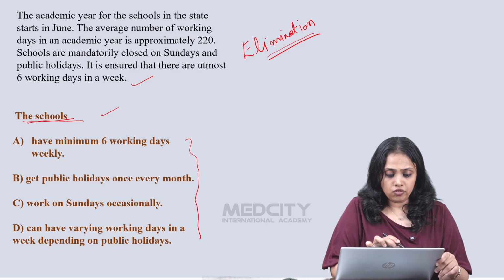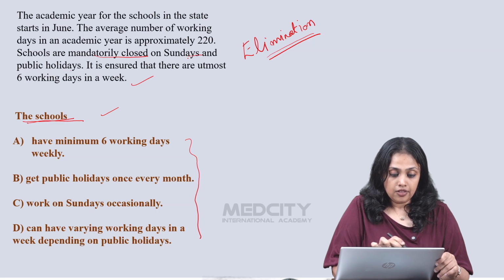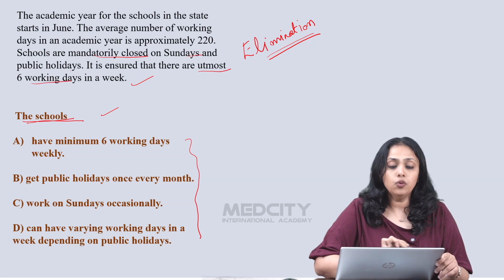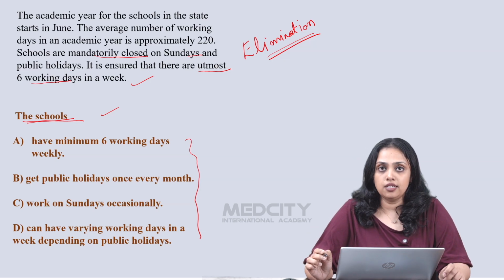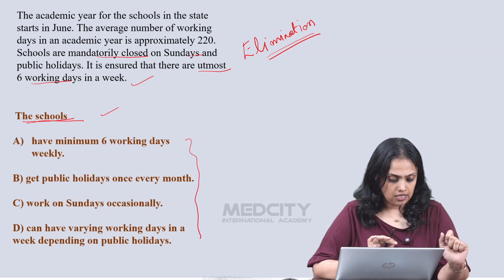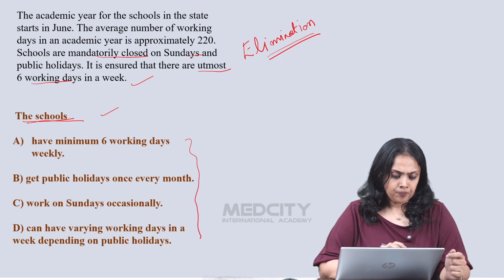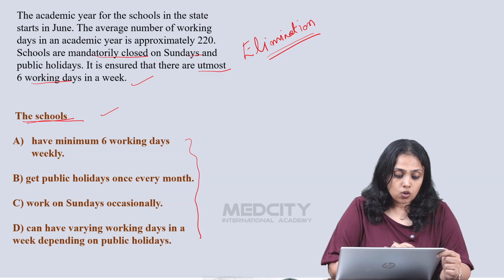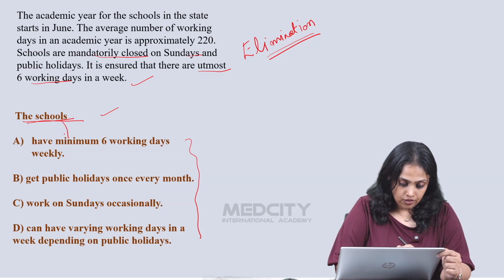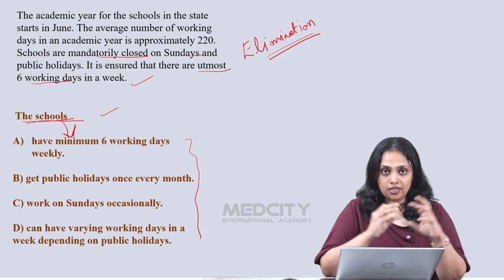Then schools are mandatorily closed on Sundays and public holidays. Then it's ensured that there are at most 6 working days in a week. So there is some information regarding schools given in the text. Now let's cross-check it with the options and decide the right one. The first option says that the schools, we have to connect and read. When questions are of this sort, we have to connect and read so that you get the full meaning.